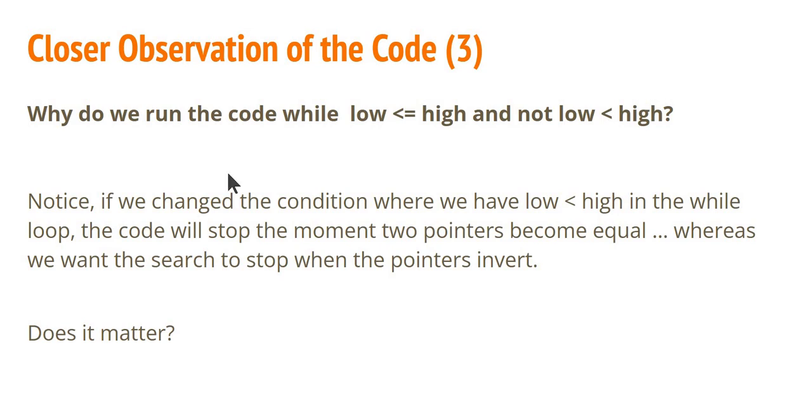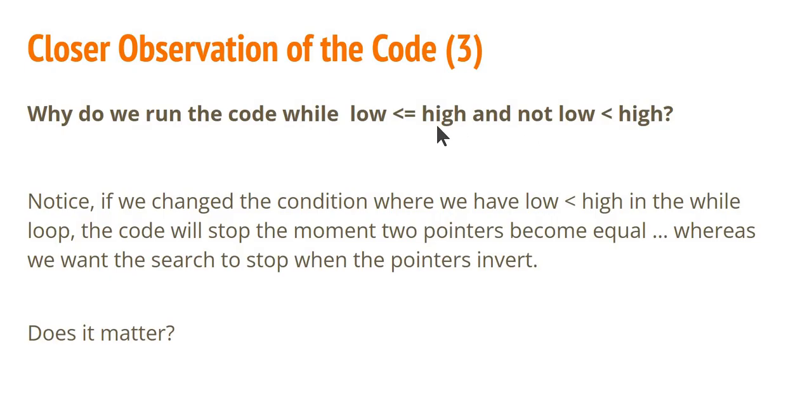In our binary search code, we ran the code while not found and low less than equal to high, which means low could be either equal to high or less than high. The question is, why do we run the code while low is less than equal to high, and why not low less than high? Notice the difference between these two is just an inequality, but does it really matter?